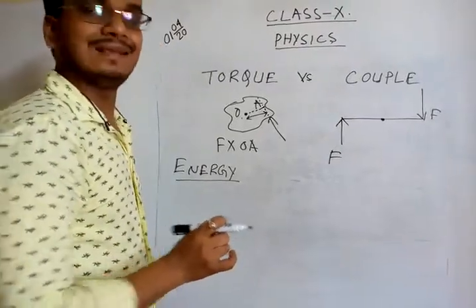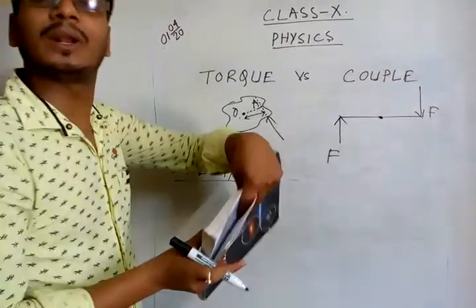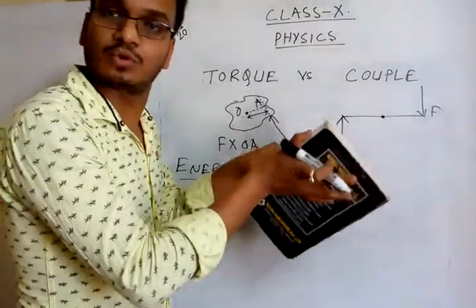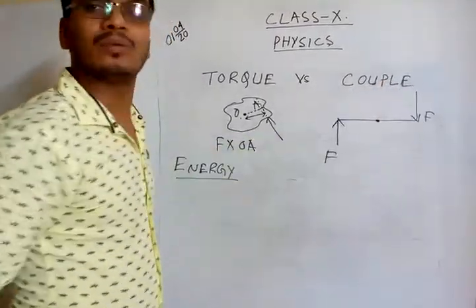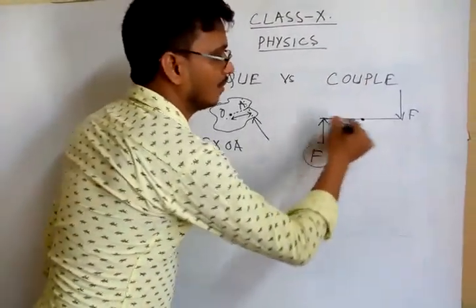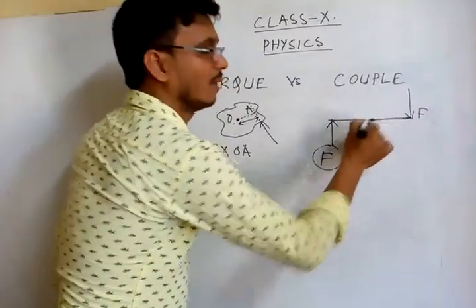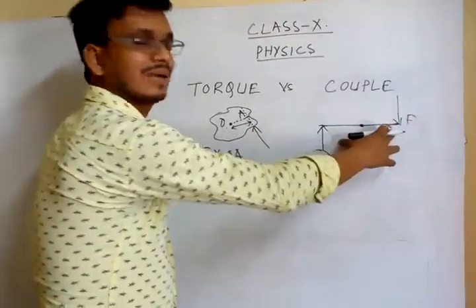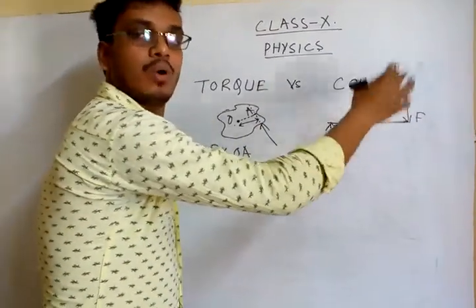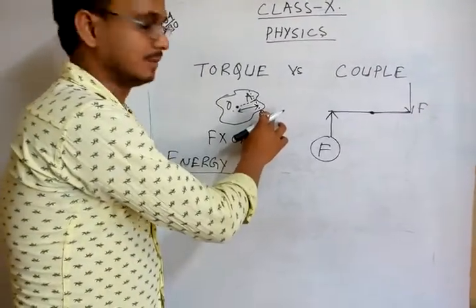Now in that case, if there is no fixed point, then it will only rotate. It does not go for translatory motion. That is the difference. Whenever we calculate the couple, we take the force and the distance from its pivot point. So the main difference: for torque, only one force acts; for a couple, both forces act with similar magnitudes and opposite directions. Here the magnitude is not mentioned.